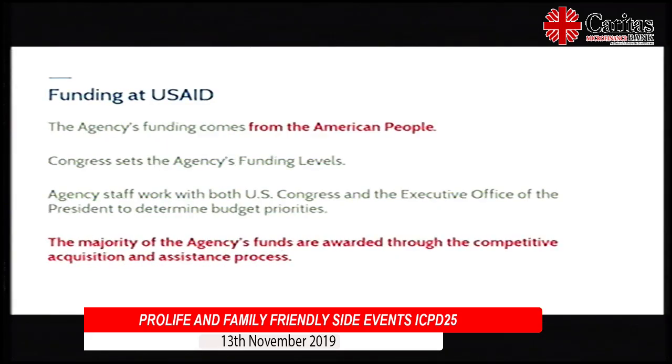So, funding at USAID. It's important to understand that USAID's funding comes from the US taxpayers' funds, and its funding levels are set by Congress during the annual budget and appropriations process. The agency works with both Congress and the executive office to determine budget priorities for each fiscal year. The majority of the agency's funding, more than 80% each year, goes through the acquisition and assistance process. Since the majority of funds are awarded through a competitive process, there are limited opportunities to fund unsolicited proposals that are sent to the agency.